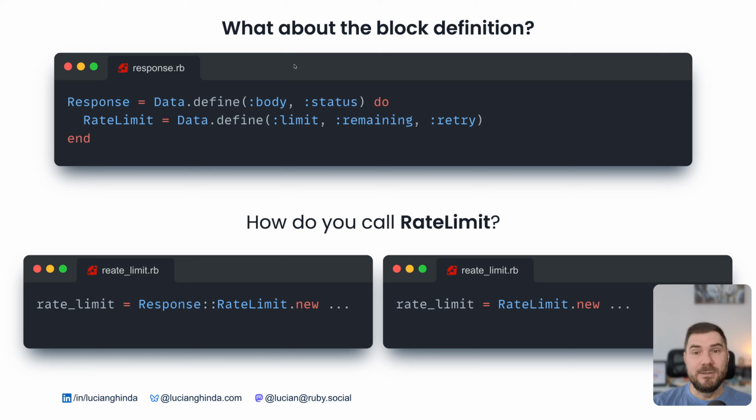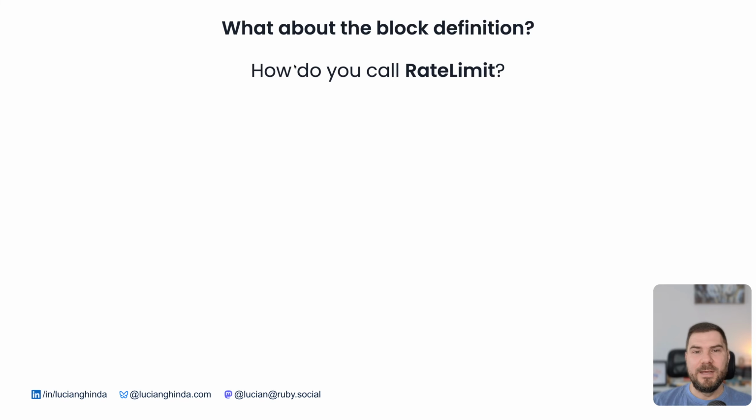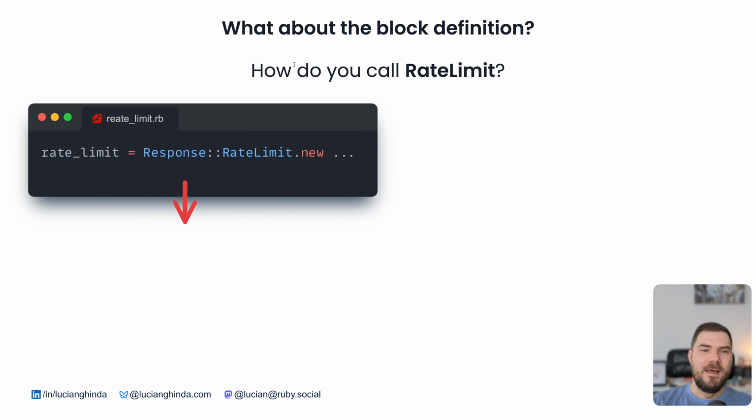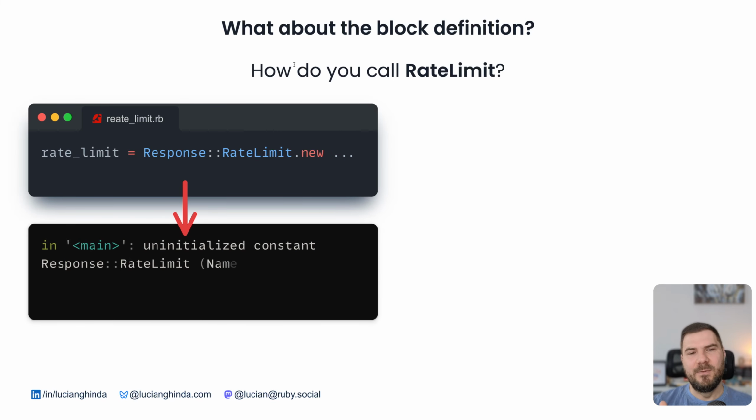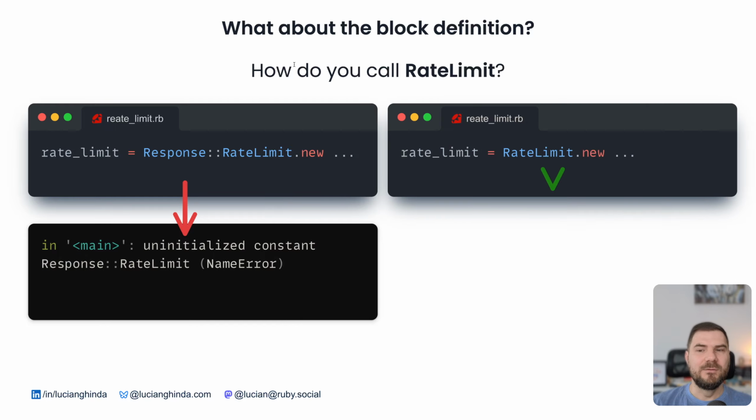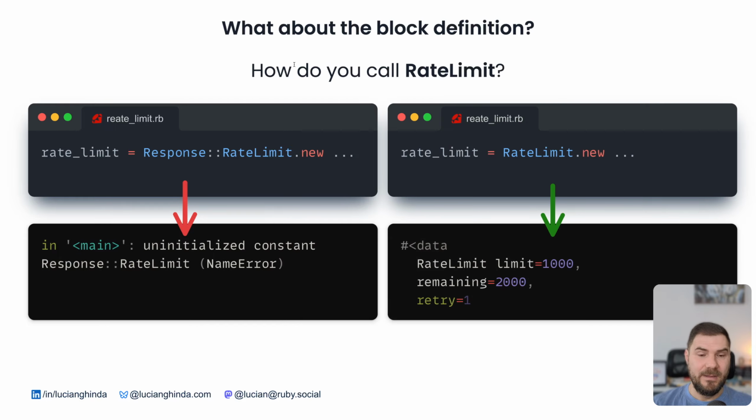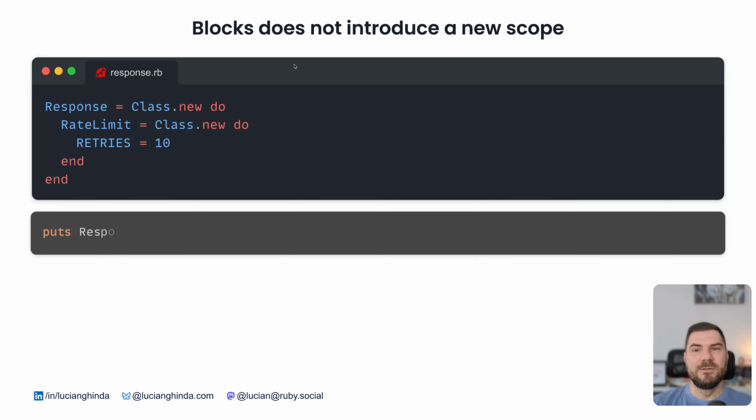And now let's go back to the second difference. What about the block definition when we're trying to create a nested data inside? Which one do you think we should call, RateLimit? Should we call it like Response::RateLimit or just simple RateLimit? If we execute this, you might see that if we try to call Response::RateLimit, this does not work. It will give us a NameError, and we have to actually call RateLimit directly. And this is happening because blocks do not introduce a new scope.